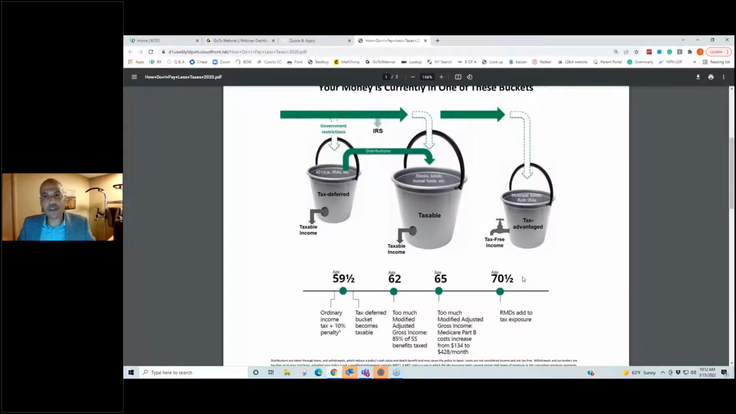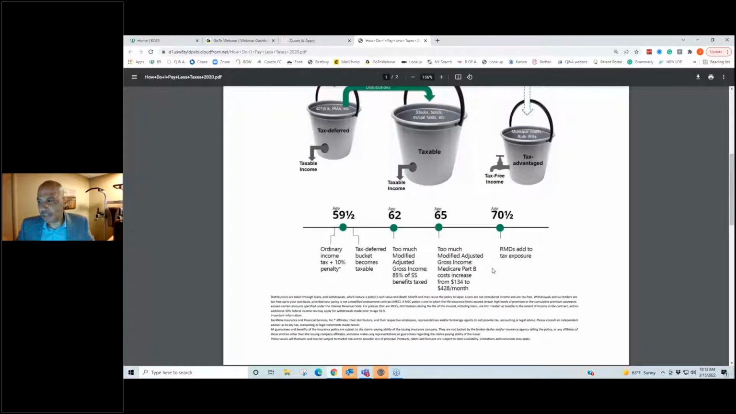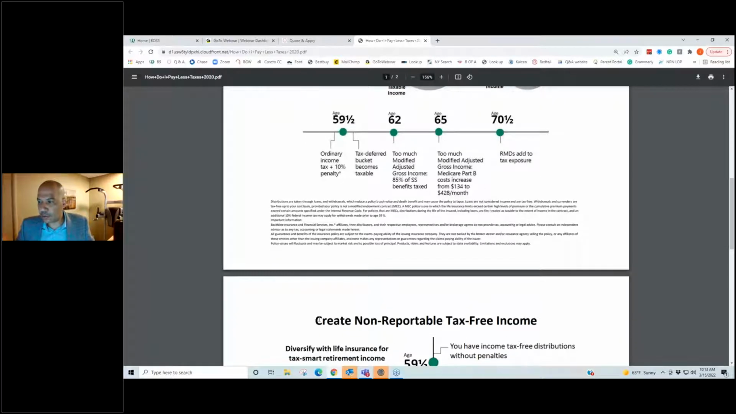So if I didn't have your attention before, I have it now, Mr. Business Owner, because now we're talking about your money. So really, here's kind of your sale for the business owner. Now that I've shown you where your money is, what if there's a way, if I could show you how to create non-reportable tax-free income? Is that something you'd be interested in? No one said no to that in 11 years, just a heads up.